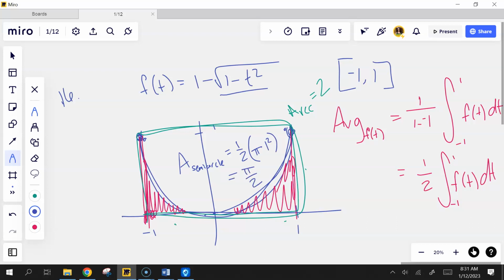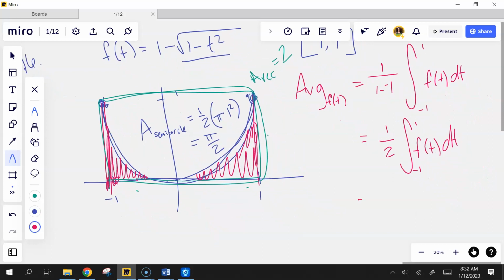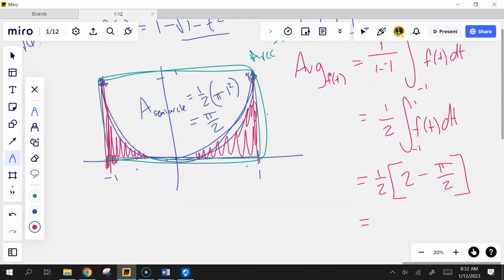So what's the area then of the red? Take the green rectangle. So the average value of this function would be 1/2 times whole minus the part, which would end up just being the average value.